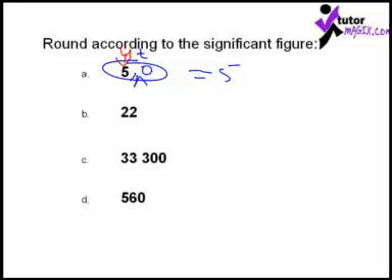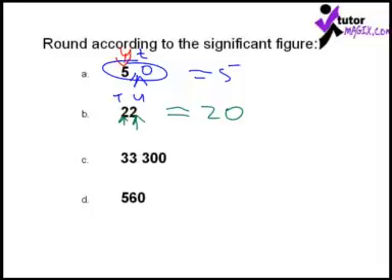For B, we've now got 22, so we've got a tens column and a units column. Now the most significant figure would be the tens column, which is the 2 in terms of 20. So we will be looking at the unit column, see that that is smaller than 5, so the whole number would then just be rounded to 20. So it was the same as if we were asked to round to the nearest 10.